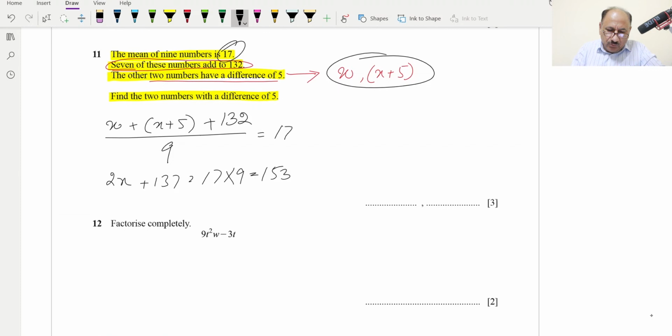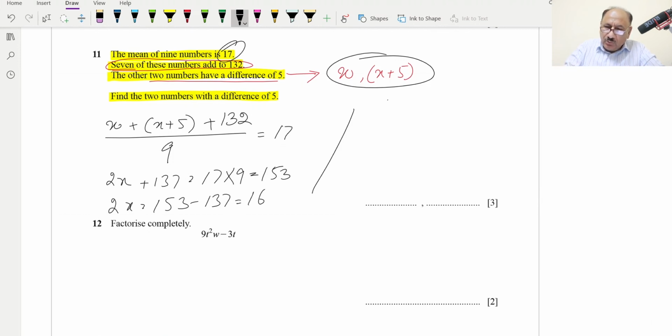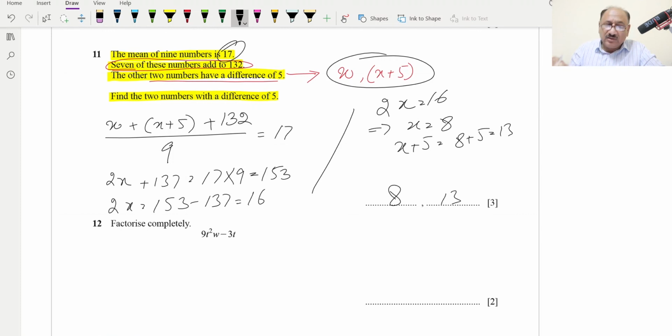2x is equal to 153 minus 137, which is equal to 16. So 2x is equal to 16. This implies x is equal to 8. So x is 8, then x plus 5 will be equal to 8 plus 5, which is equal to 13. So the second number will be 13. This is the 3-mark question which we are done with.